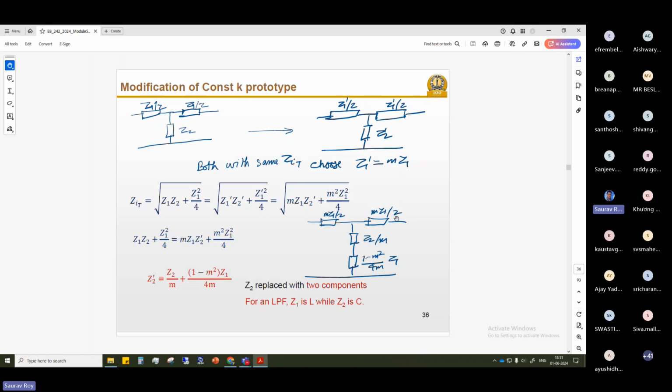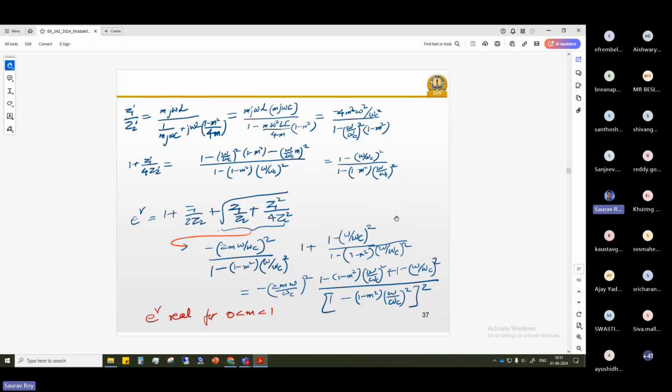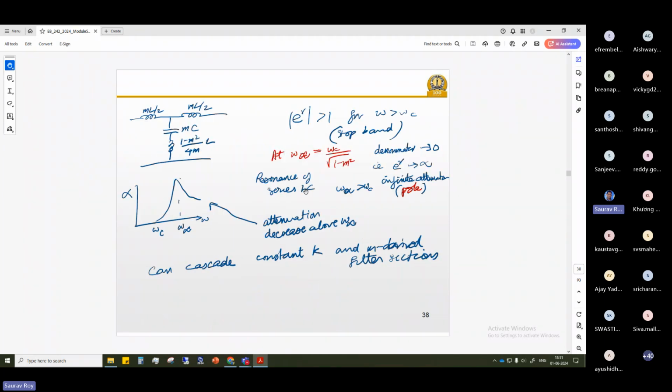Now we'll see how it helps. The analysis is actually you can just calculate e to the power gamma. The formula is the same. You have to put Z1 and Z2 in, so this is just normal. Now you know what the values of Z1 and Z2 are. If you put them here, you can see the calculation in the book anyway. Then you will get a plot like this, the plot of alpha versus omega frequency.